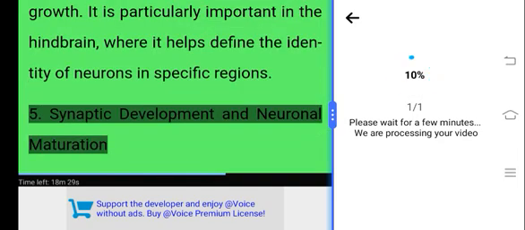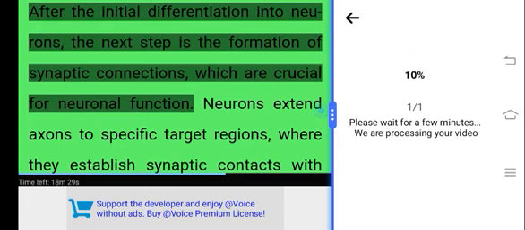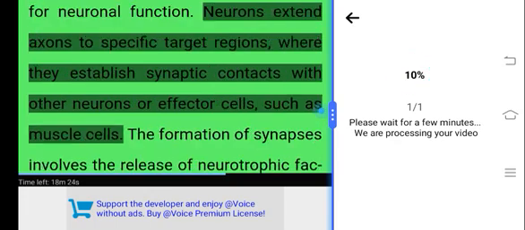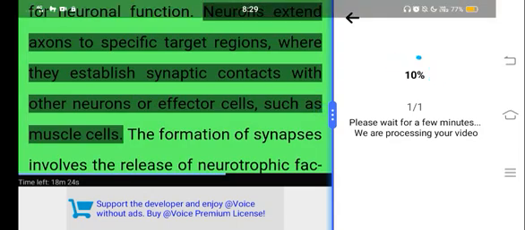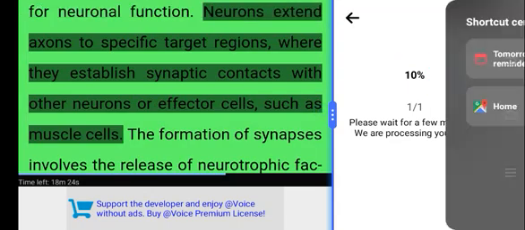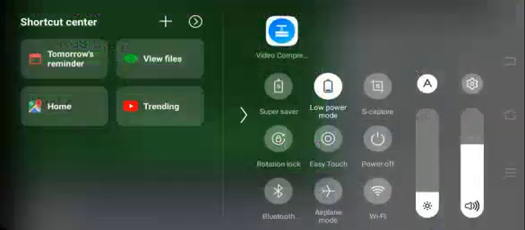5. Synaptic development and neuronal maturation. After the initial differentiation into neurons, the next step is the formation of synaptic connections, which are crucial for neuronal function. Neurons extend axons to specific target regions, where they establish synaptic contacts with other neurons or effector cells, such as muscle cells. The formation of synapses involves the release of neurotrophic factors, which promote the growth and survival of neurons.